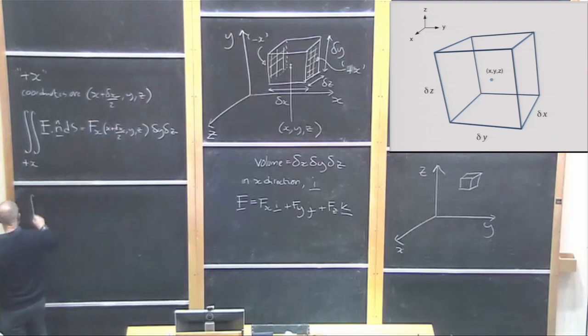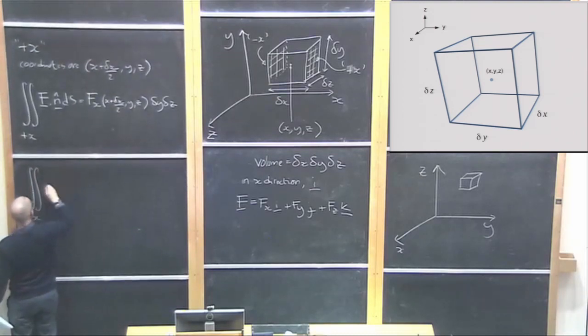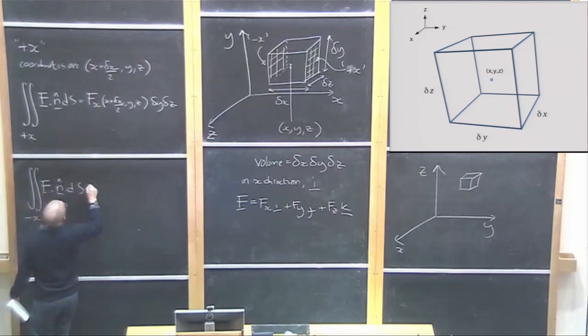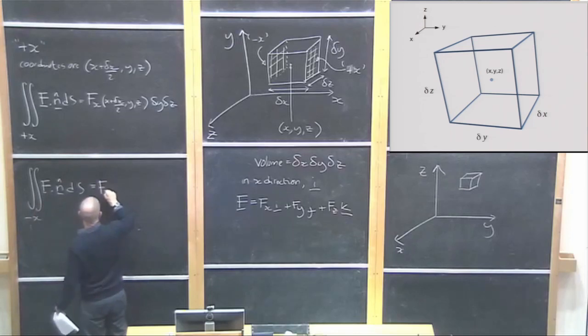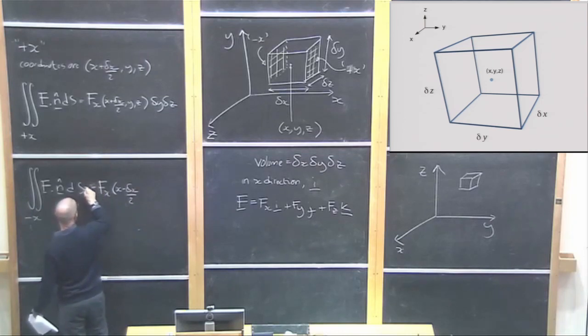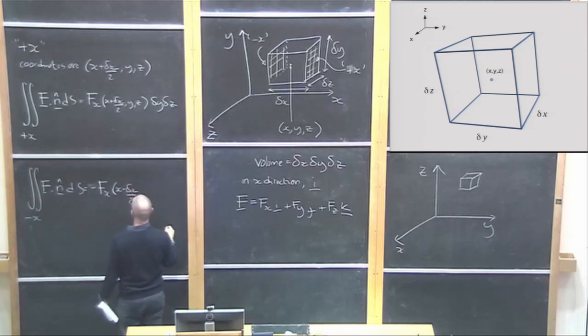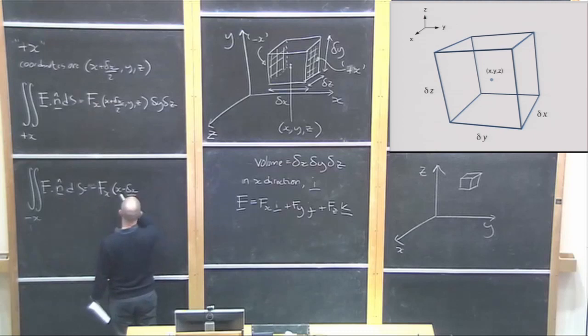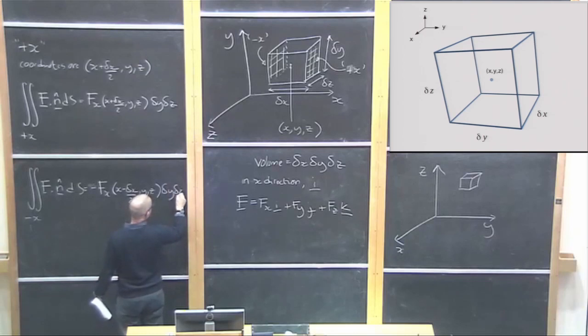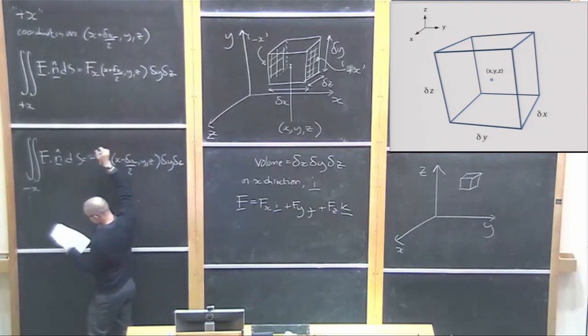And if I do the same thing for the negative x face, then I get fx at the coordinates x minus delta x over 2. Sorry, this is minus. It's pointing in the other direction. It's now pointing in the minus i direction. Fx at x minus delta x over 2, y, z, again by the same area, delta y times delta z.